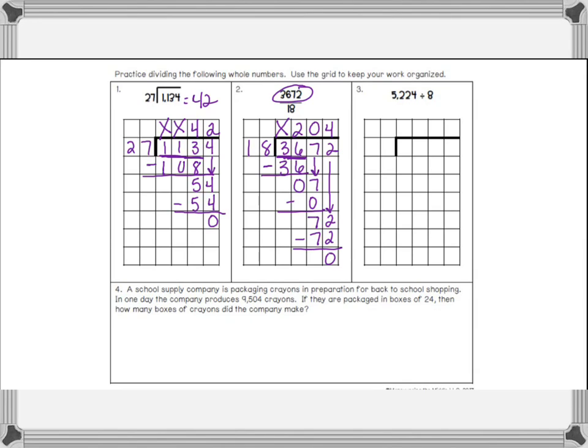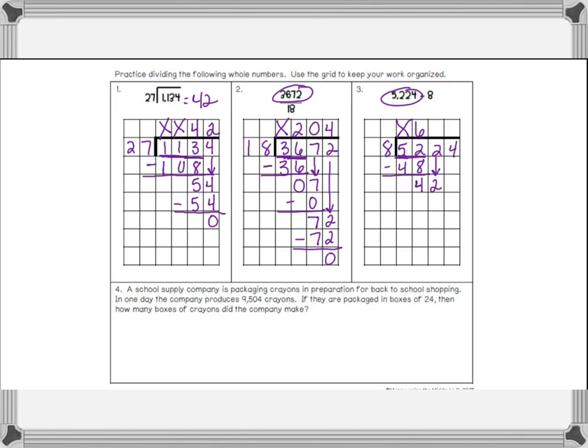One more to go. This first number is the number that goes in our house. 5,224 divided by 8. Start with the 5. 5 divided by 8, can't do it, it's smaller. So I'm going to put an X. And then I'm going to look at 52. So now I'm going to do 52 divided by 8, and that's going to be 6. 6 times 8 is 48. I'm going to subtract, and that gives me 4.